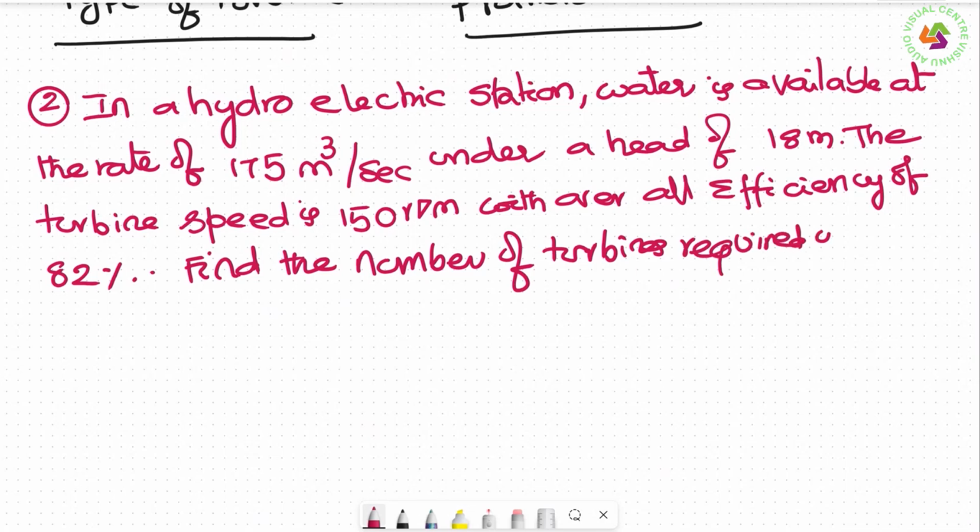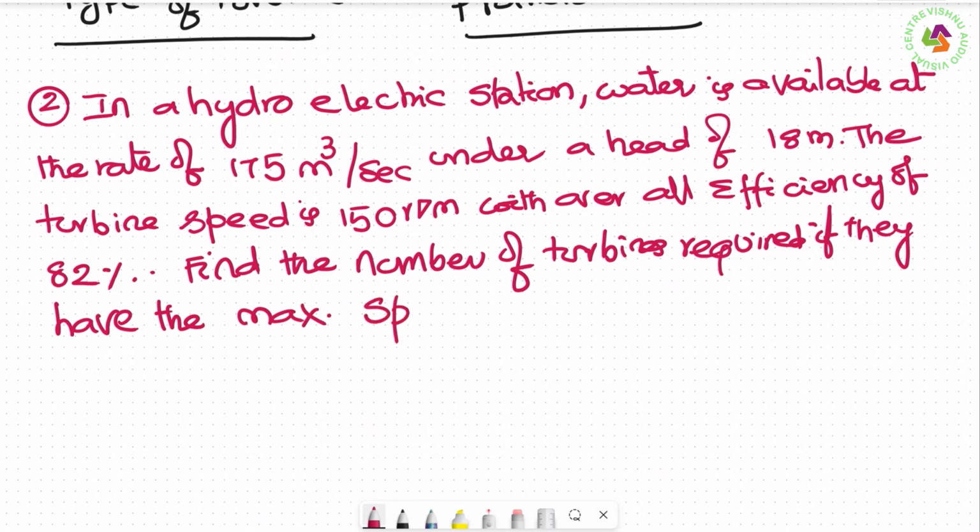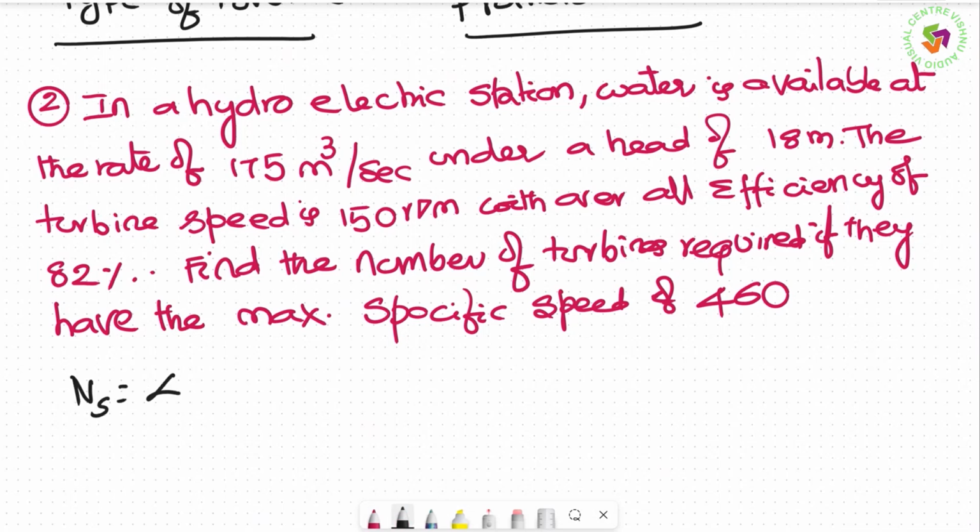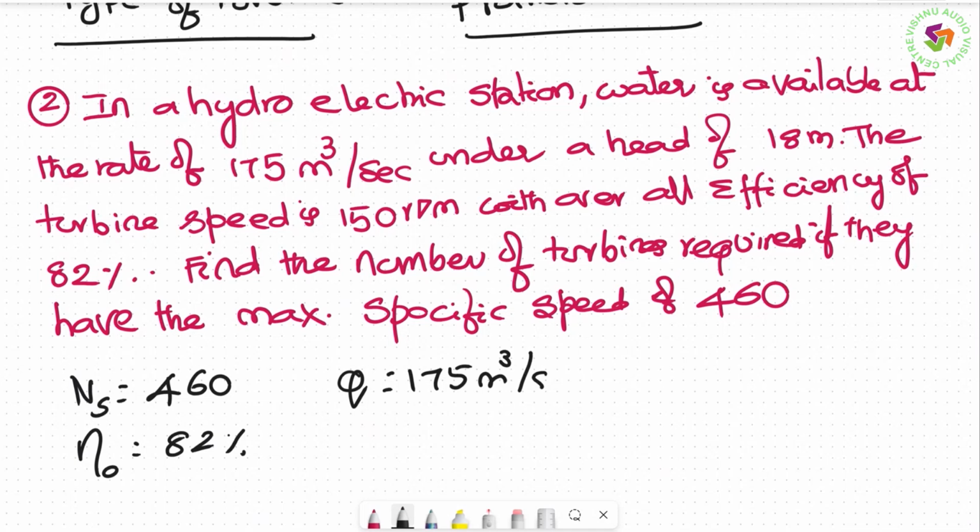They have given the maximum specific speed of 460. So the given data is Ns is equal to 460. He has given overall efficiency is equal to 82%, Q is equal to 175 meter cube per second, head is equal to 18 meters, and N is equal to 150 RPM. So this is the data that is available to me. With this data, what are we going to do?